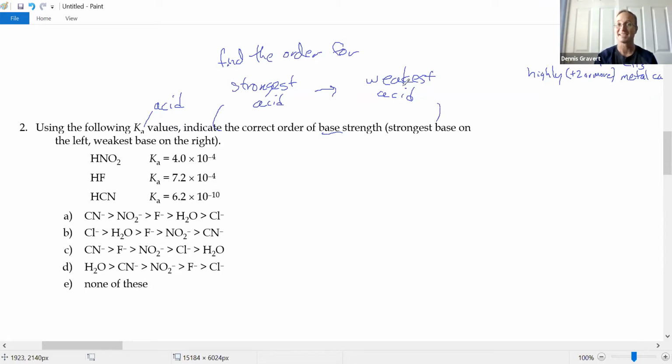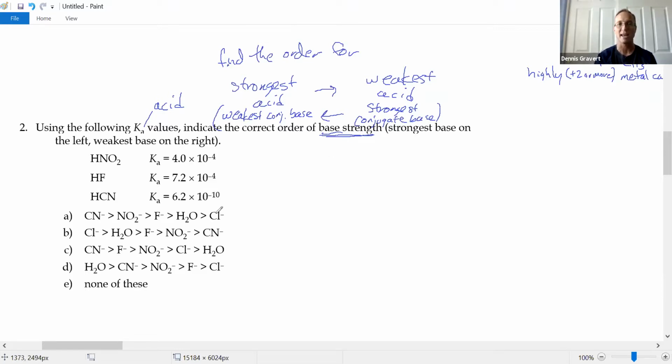The weakest acid is going to produce the strongest conjugate base, and your strongest acid is going to produce the weakest conjugate base. And your ordering flips then. And that's what they want. They want the correct order of base strength. That's the pattern that you need to know.